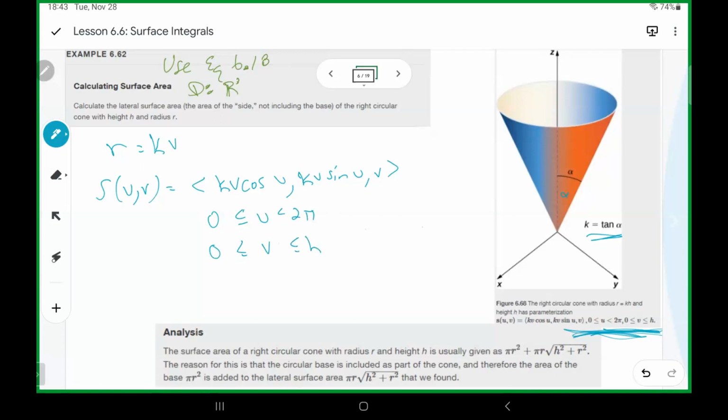The idea behind this parameterization is that for a fixed value V, the circle swept out by letting U vary is the circle at height V and radius kV. As V increases, the parameterization sweeps out a stack of circles, resulting in the desired cone.